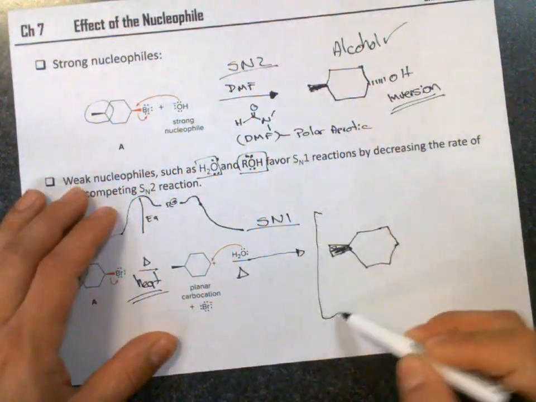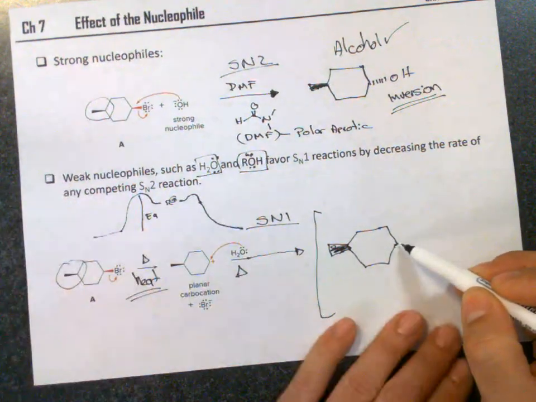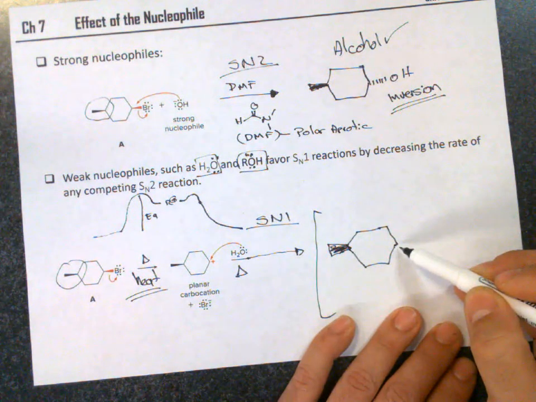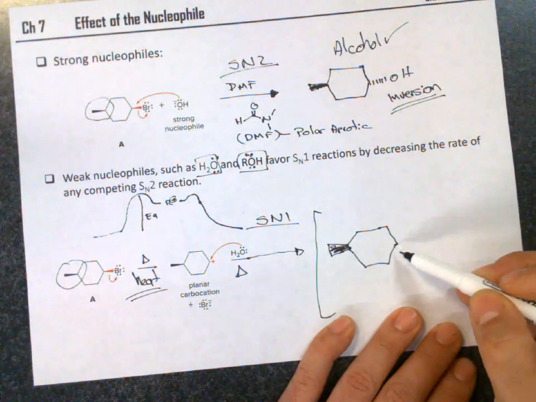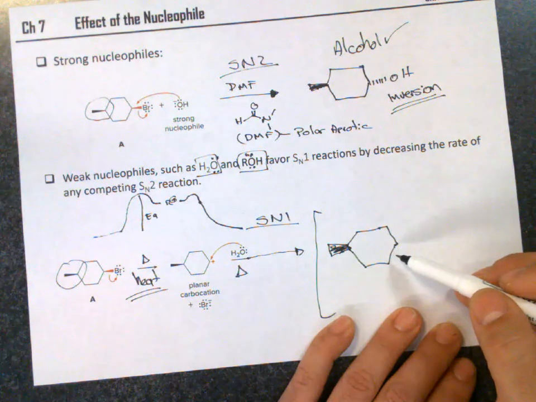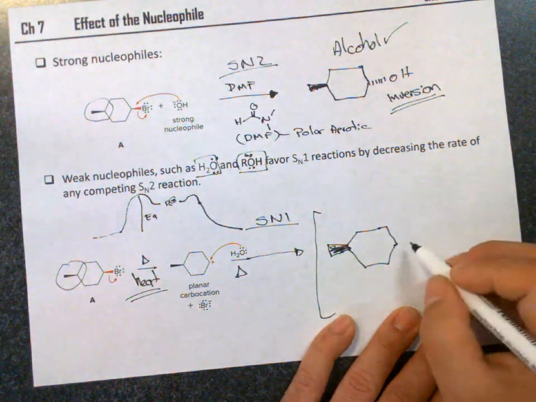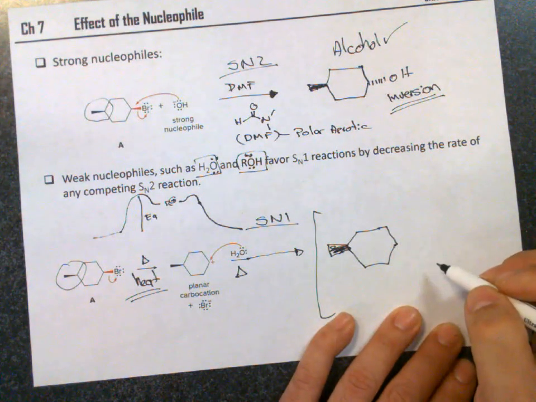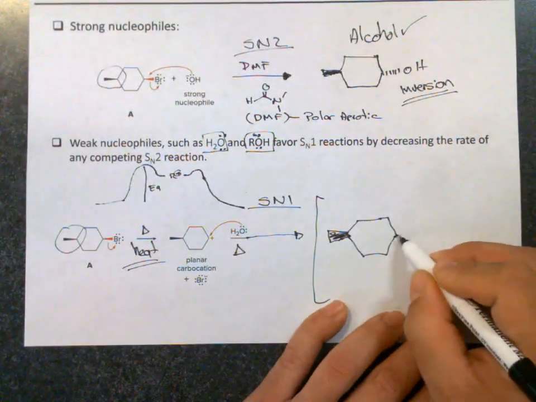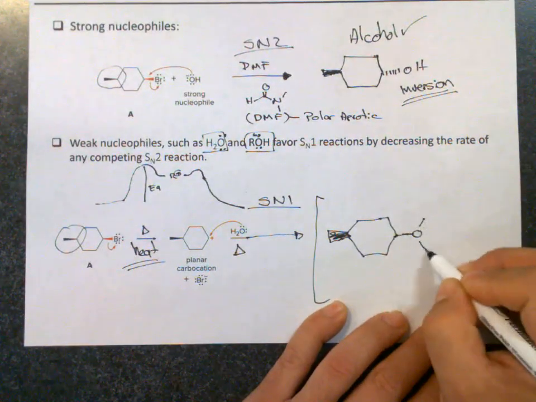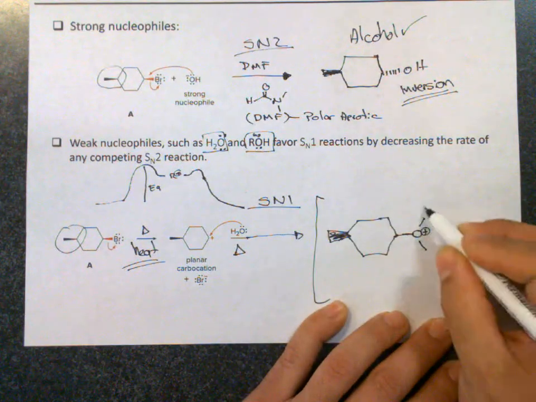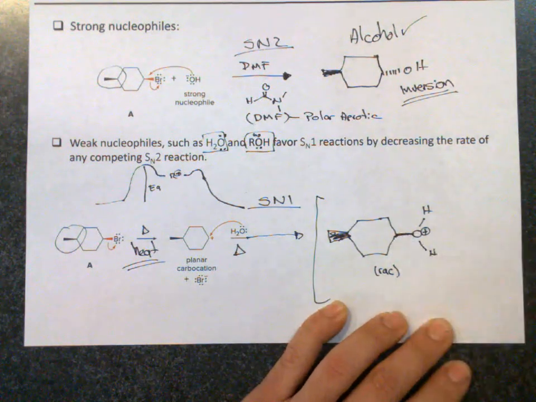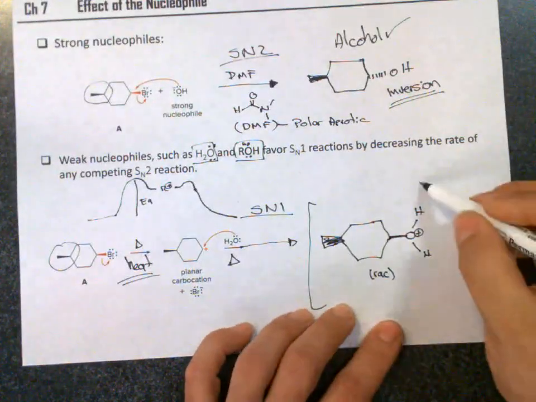And you know what? I'm going to draw the intermediate. Water is going to attack. Where should I put it? Up or down? Both. Okay, wait. Perfect. How do I depict it? Do I draw both structures? I could. How else can I depict it? A straight line. And I indicate this is racemic. Straight line, no stereochemistry, but I should indicate it's racemic.